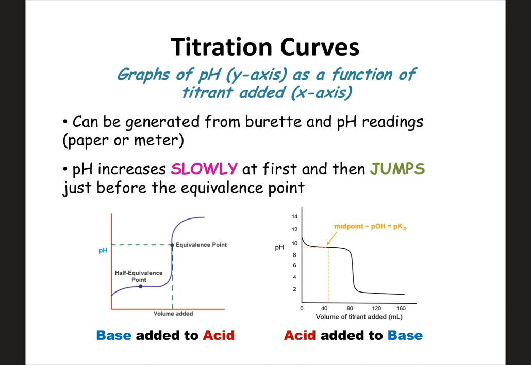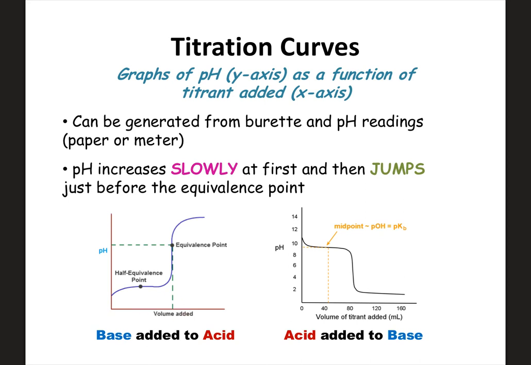But what's really interesting here, if you go down to your x-axis, you can get the volume added here. This will tell you how much of your titrant you need to add to reach that equivalence point. So if you want to identify the half equivalence point, you take half of this volume, right? Let's just say it took 20 milliliters here.